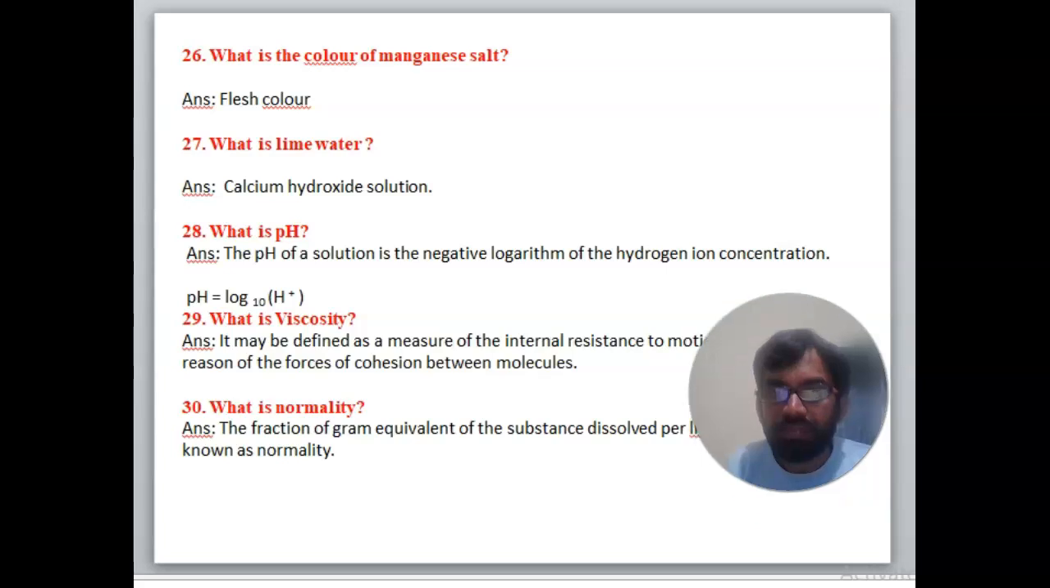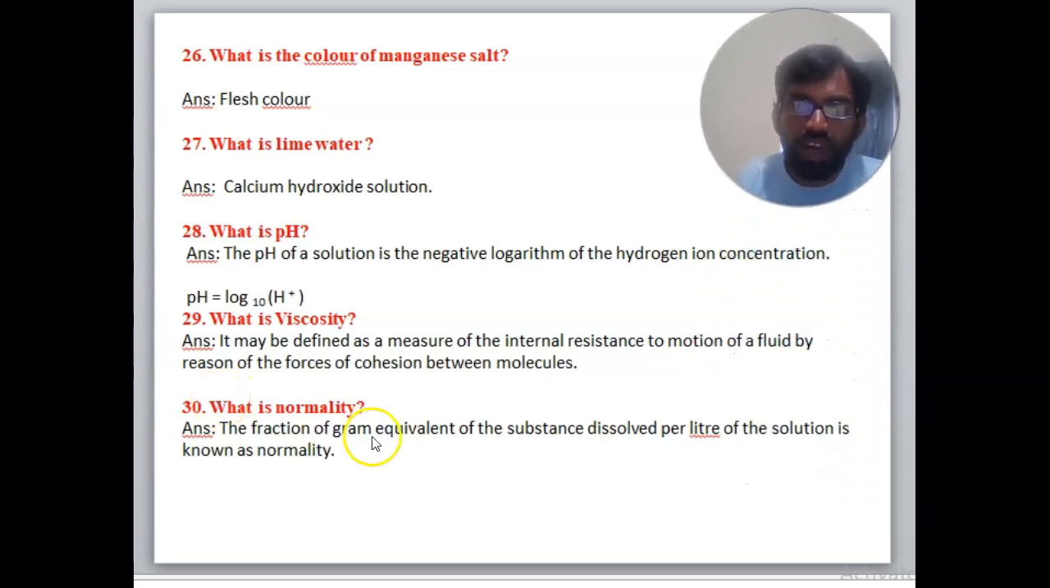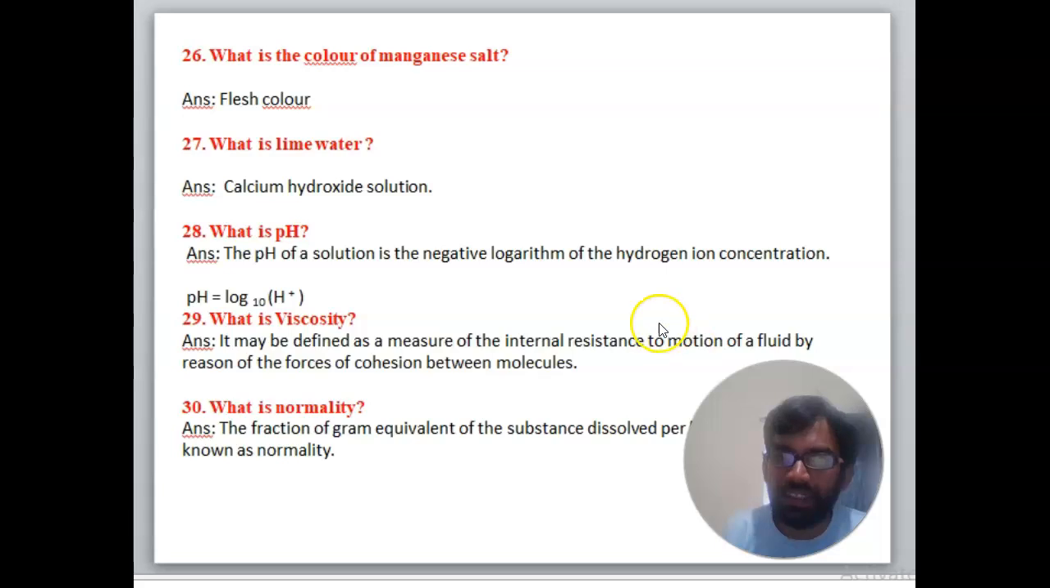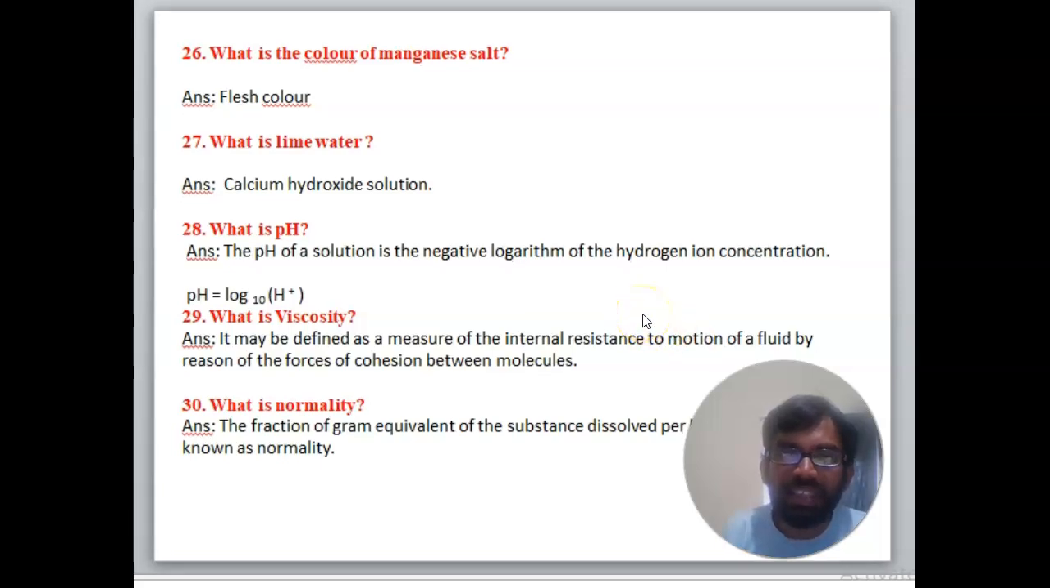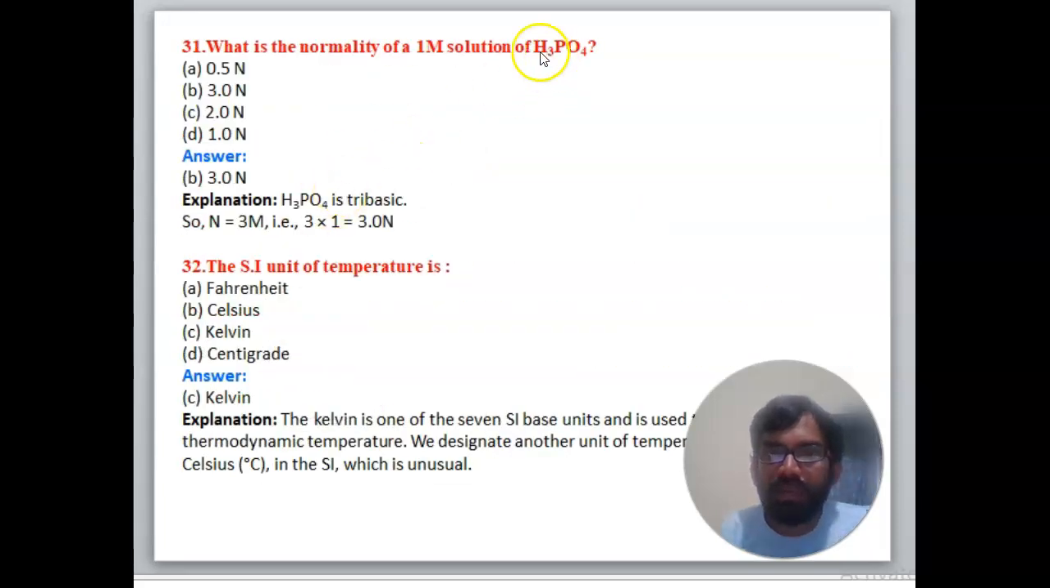That is called viscosity. What is normality? The fraction of gram equivalent of the substance dissolved per liter of solution is known as normality. Okay. Then the 31st question: what is the normality of 1 molar solution of H3PO4?